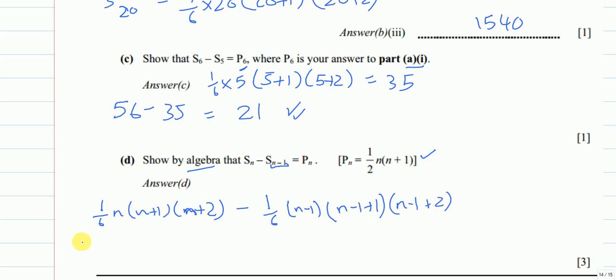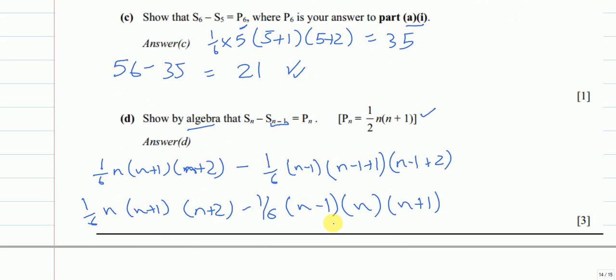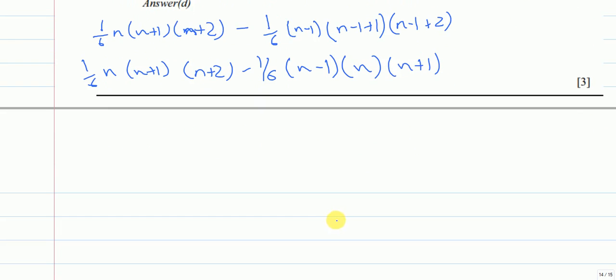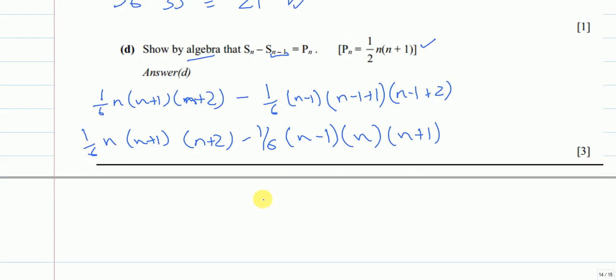Let me just simplify it a little bit. It will be 1 over 6, n, n plus 1, n plus 2, minus 1 over 6, n minus 1, n, and n plus 1. Minus 1 plus 2 is 1, minus 1 plus 1 is nothing. So I just have to use algebra, solve this, and it should come to this value. Okay, let's see if I can solve this or not.